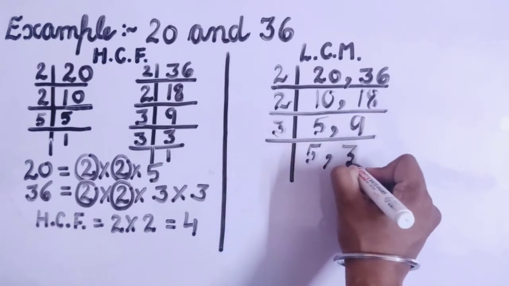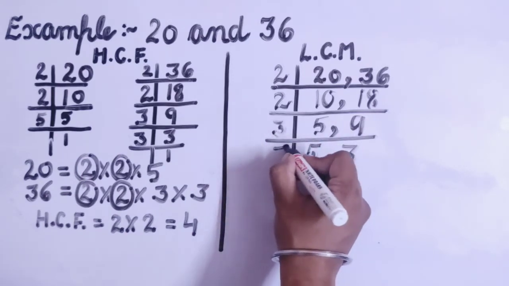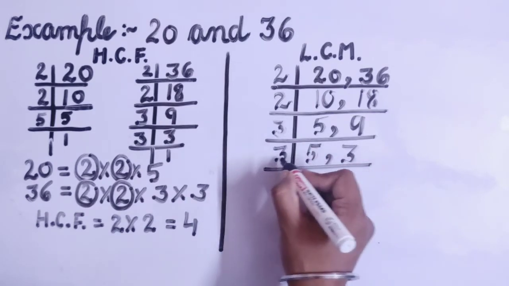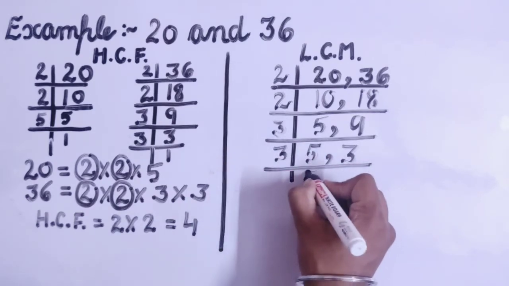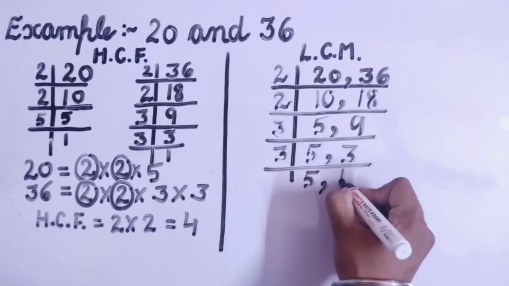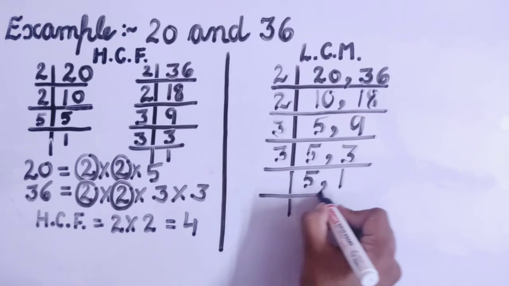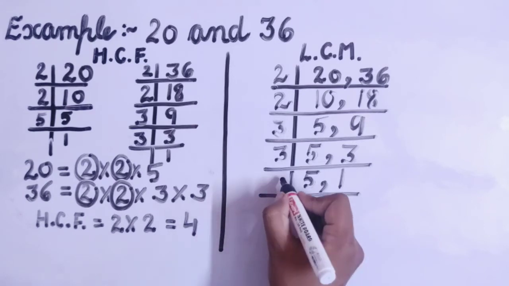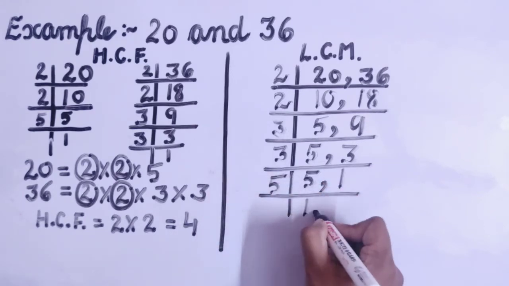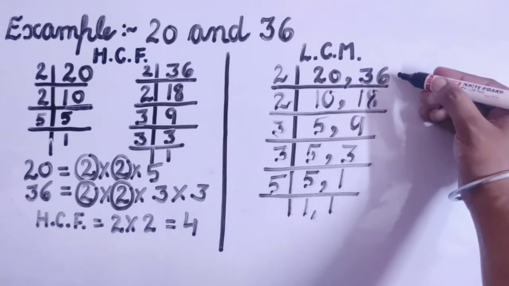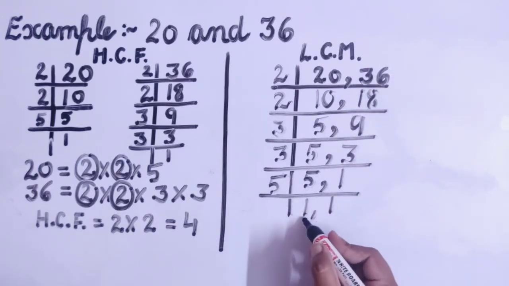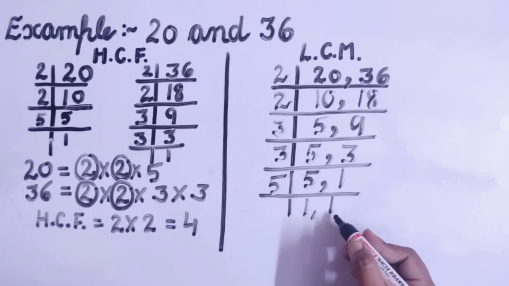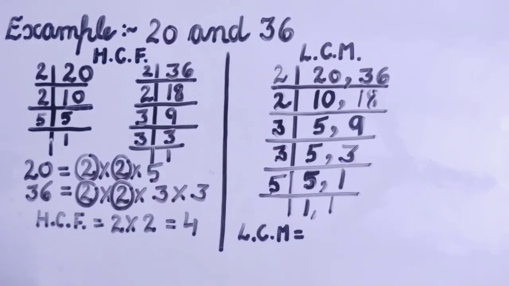3 3s are 9. Once again 3 is there, so I will take 3. 5 cannot be divided by 3, so we will write it as it is, and 3 ones are 3. Now only 5 is left, students, and 5 is a prime number, so it can be divided by 5 only. 5 ones are 5. Now students, we will continue this process till at last 1 comes. Clear, students?